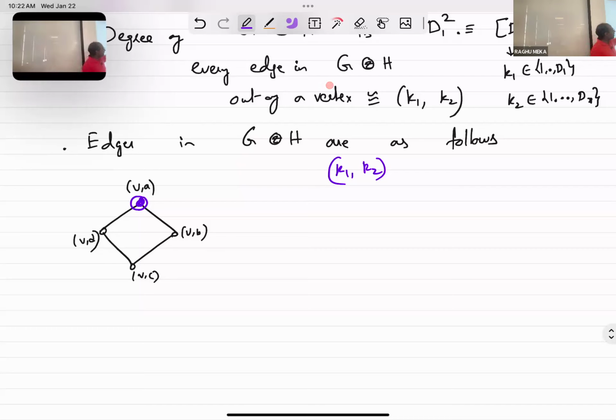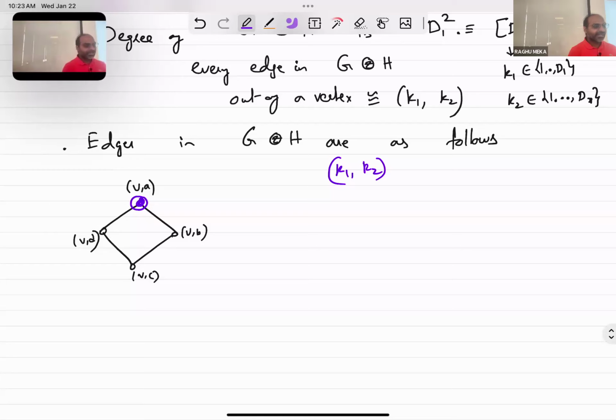Given any pair of numbers 1 through D1, comma 1 through D1, K1 comma K2, I'm going to draw an edge out of every vertex. In particular, let me focus on this vertex V comma A. Where does this edge take me to? So it'll take me to something like this. It's kind of a weird definition, weird in the sense that it's very clever as to why they define it this way. It's kind of magical, but it works, beautifully. Okay.